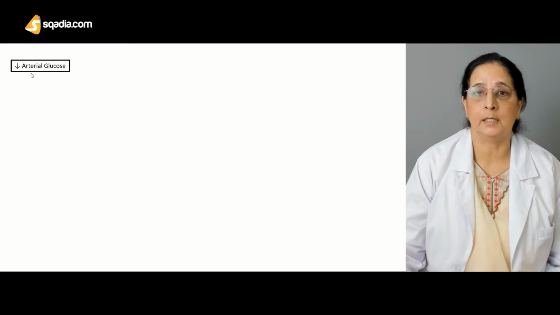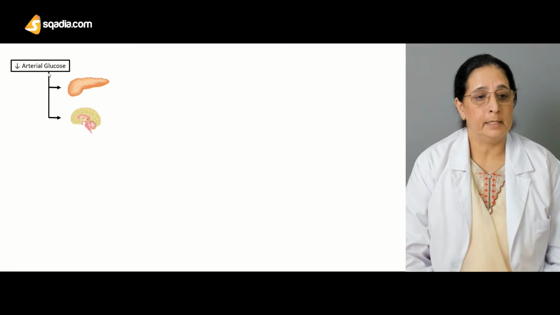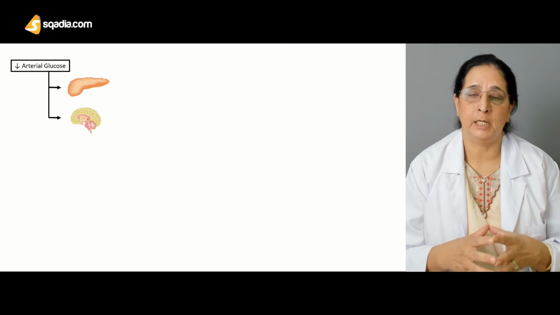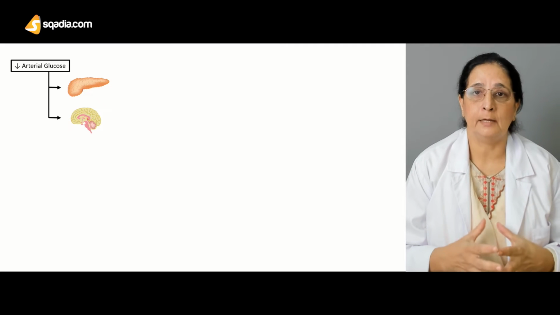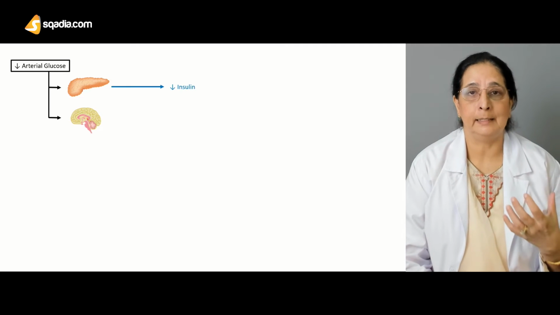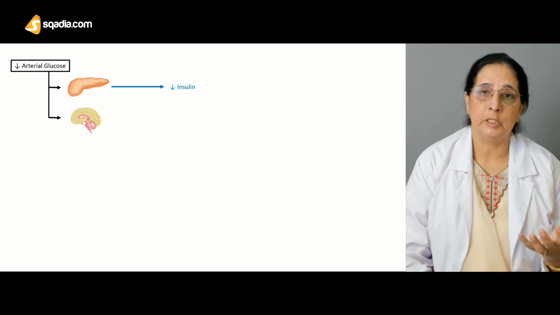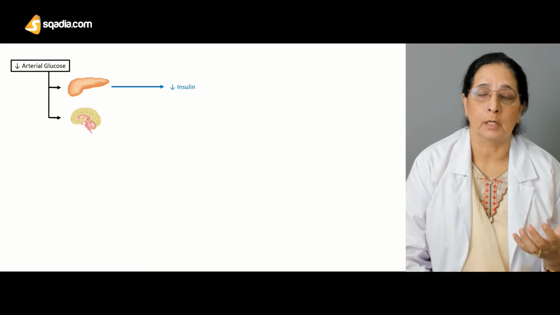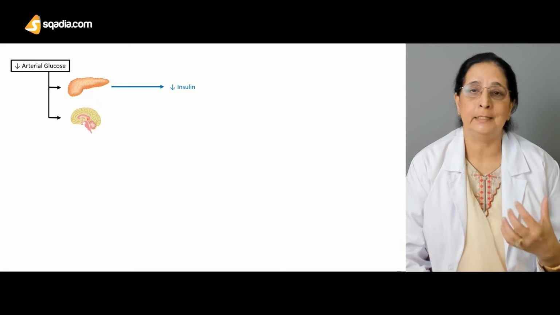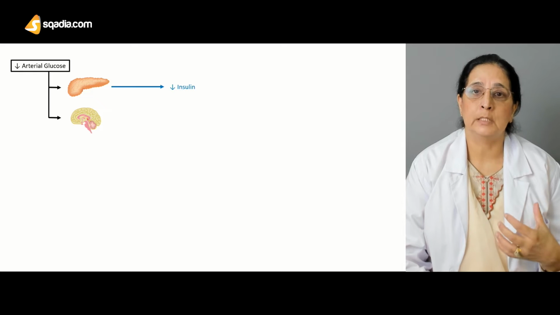So once the hypoglycemia is there, decreased glucose in the blood or decreased arterial glucose, then it acts on two very important organs of the body. One is the brain, and then we have the pancreas. Pancreas is the gland that produces insulin and glucagon, and both these hormones play a very important role in maintaining the normal blood glucose level.